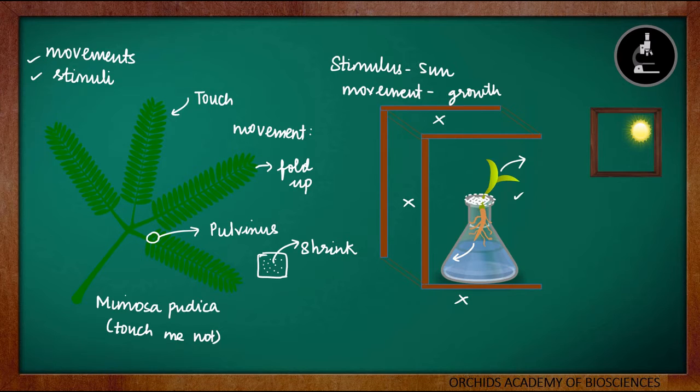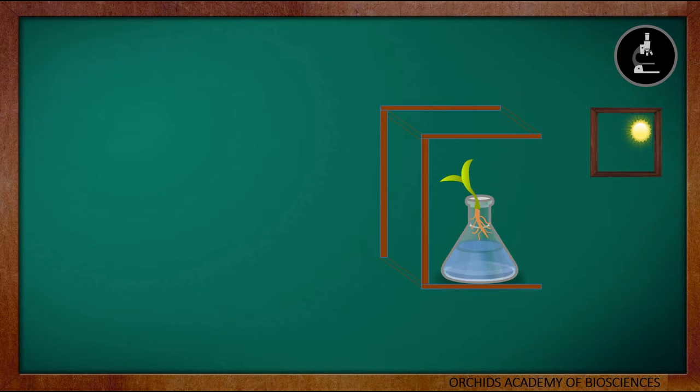Now if we turn the flask to the opposite side after a few days, it has been growing in a specific direction. The shoot is growing towards the sun, the root is growing away from the sun. Now if we turn the flask to the opposite direction, what will happen? If we turn the flask to the opposite direction, the shoot is coming on the left and this is on the right.